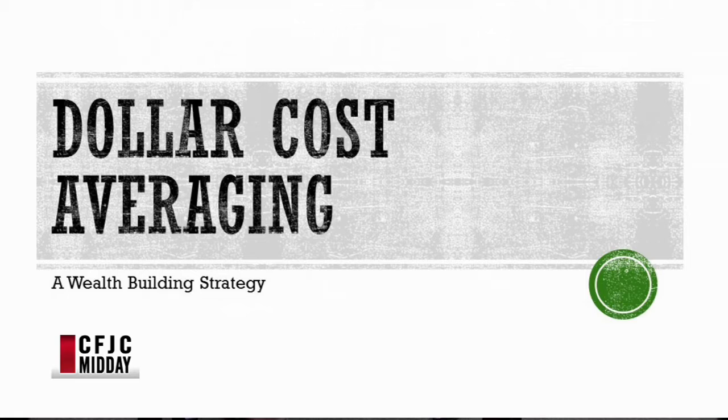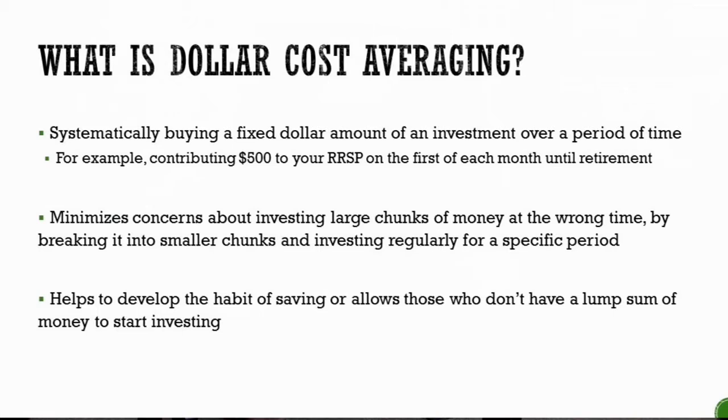If you have a large sum of money that you are looking at investing, this is a strategy that you can use. So what is it? It's systematically buying a fixed dollar amount of an investment over a period of time. For example, contributing $500 to your RSP on the first of every month until you retire. Or if you had, say, $100,000, investing that over the course of a year to minimize that risk, instead of doing it all at once.